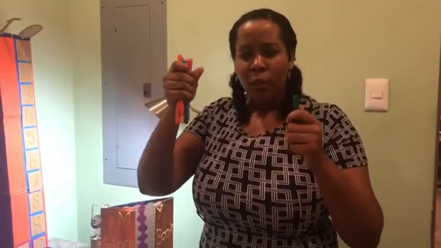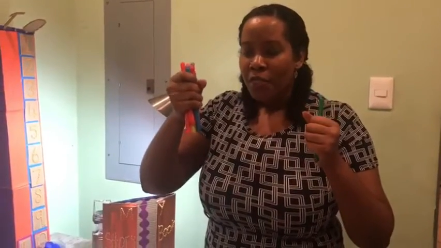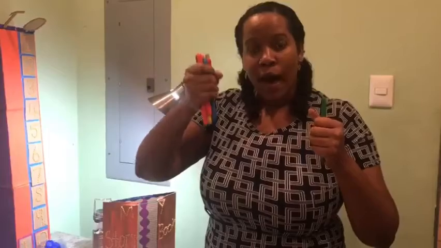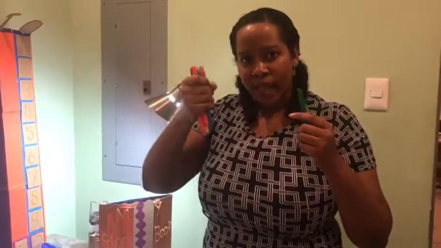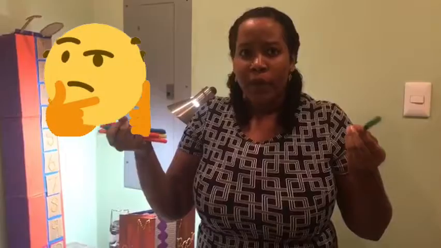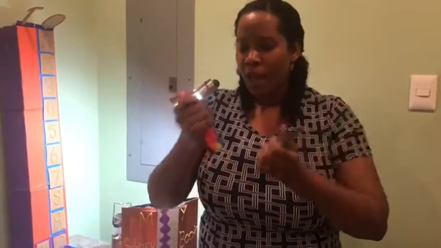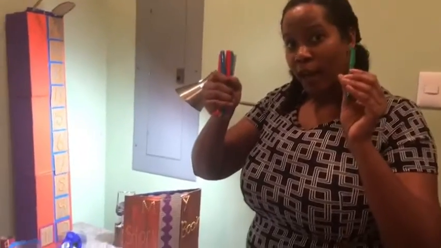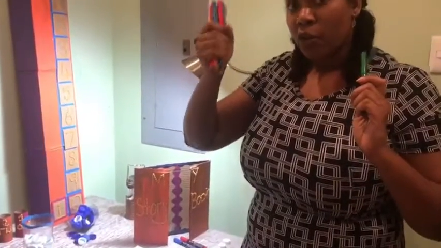But wait a minute. This is tens. So I have one group of tens. But there's an extra pen. What do I do with this extra pen? Does anyone know what we have to do with this extra pen? Now, this is 10 and this is 1 extra. So we have one group of tens.